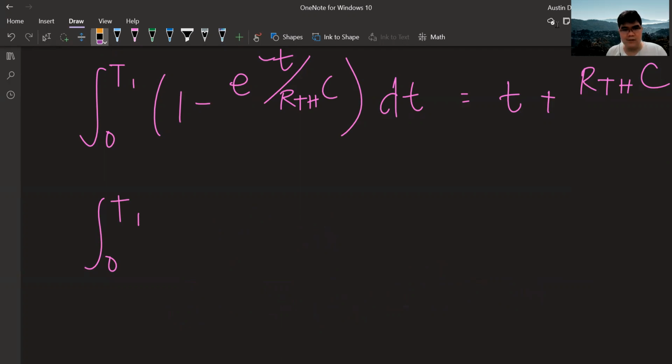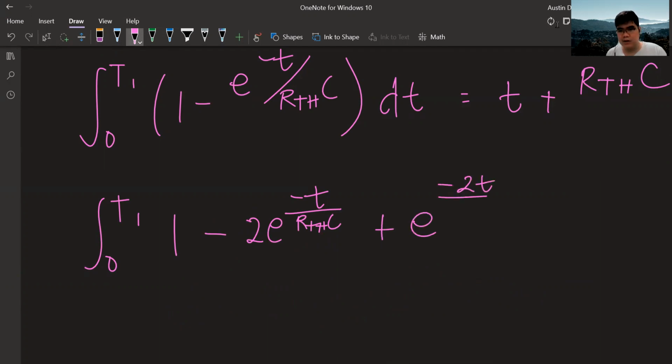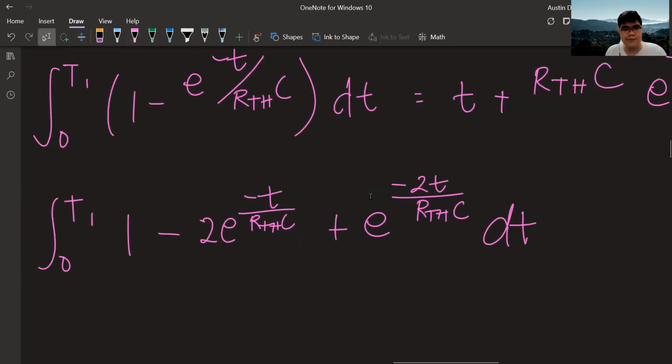So, exp squared is just 1 minus 2 e raised to negative t over R_th C, then plus e raised to negative 2t over R_th C. Okay, all integrated with respect to dt.